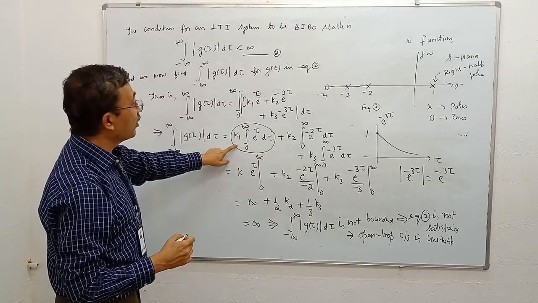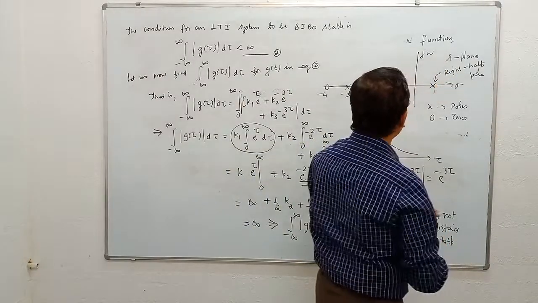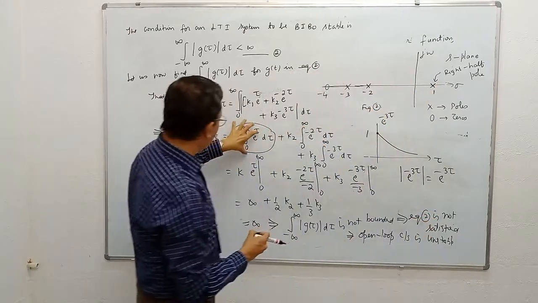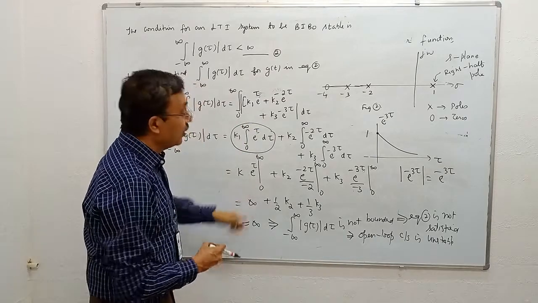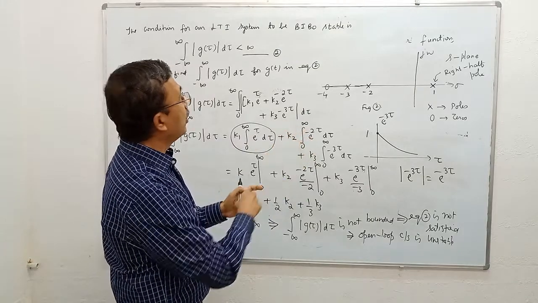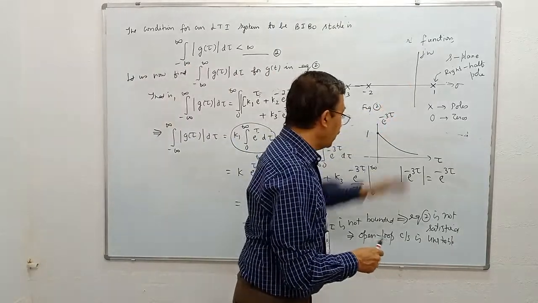Why has that integral come into play? Because of the pole on the right hand side of the S-plane. If this pole were on the left hand side of the S-plane, even this integral would have given a finite value, not infinity. Therefore, we now conclude, for an open loop system to be stable, no pole of g of s should lie on the right hand side of the S-plane.